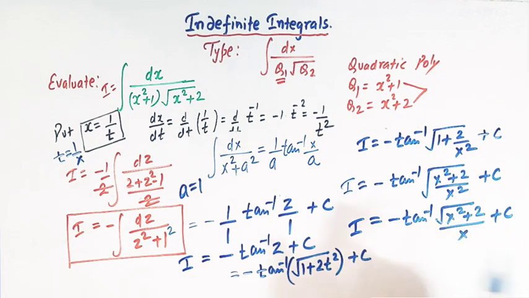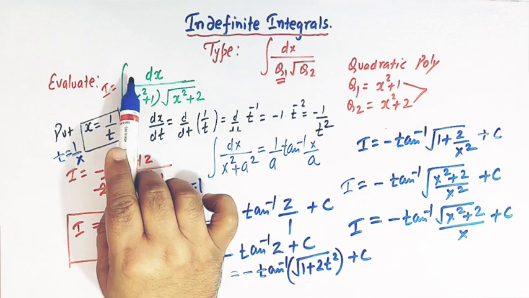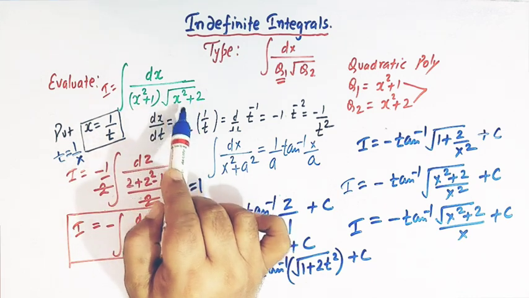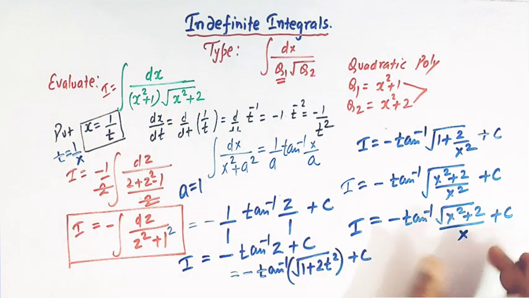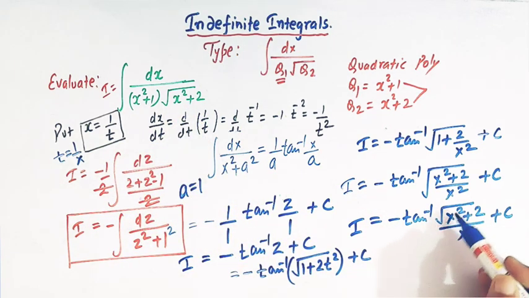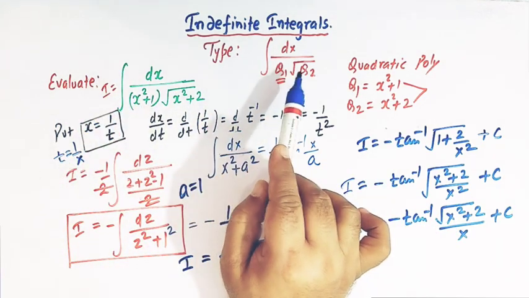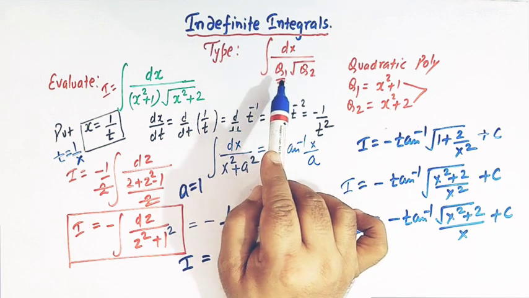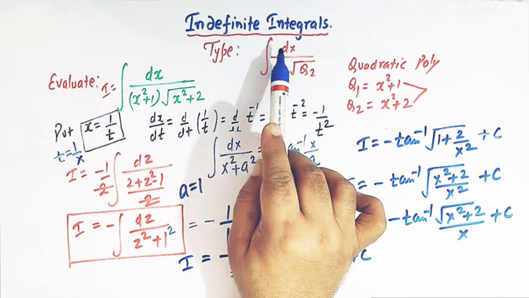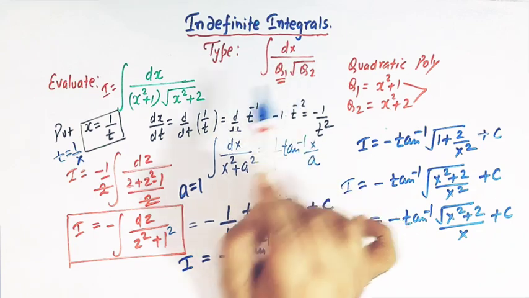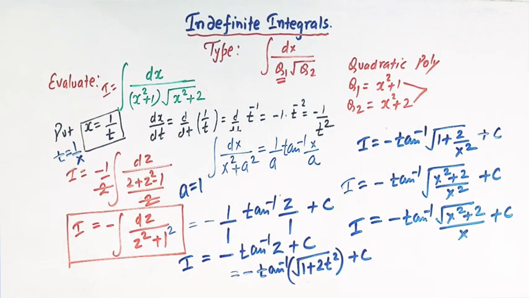So viewers, the indefinite integral of this function 1 over x square plus 1 times square root of x square plus 2 is given by minus tan inverse square root of x square plus 2 divided by x plus c, right? So this is how we can solve these type of indefinite integrals, in which we have the form 1 over q1 times square root of q2, where q1 and q2 are quadratic polynomials.